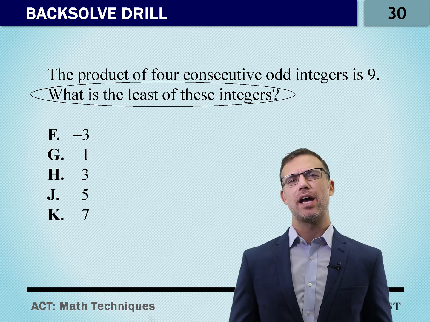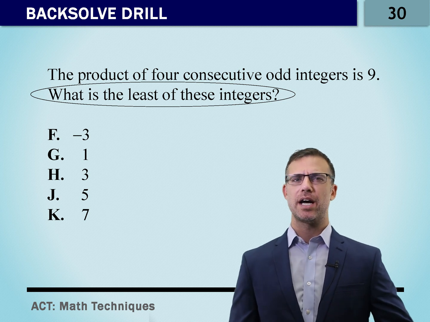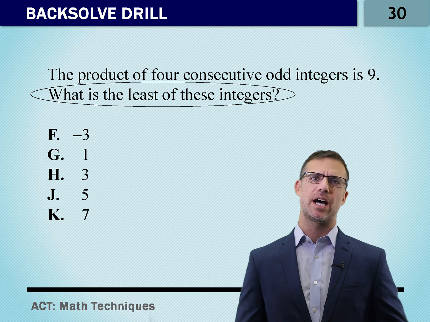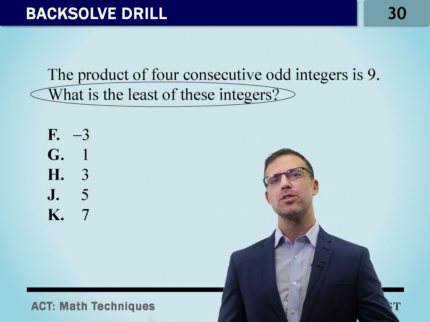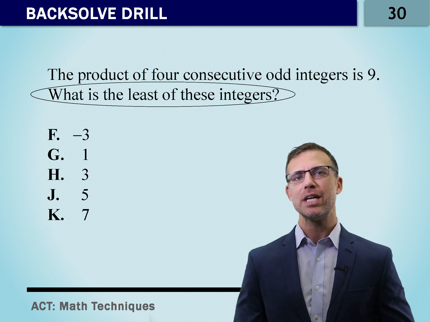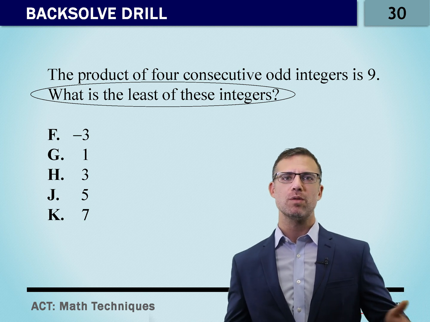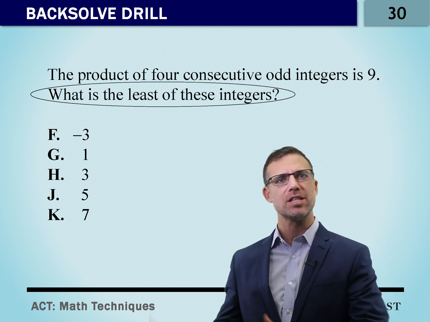X is the first odd integer. X plus 2 is the next odd integer. X plus 4 is the next odd integer. X plus 6, yeah, we get it. If you were going to multiply x, x plus 2, x plus 4, and x plus 6, you would expand out to get x to the 4th plus a whole mess of other things coming afterwards.